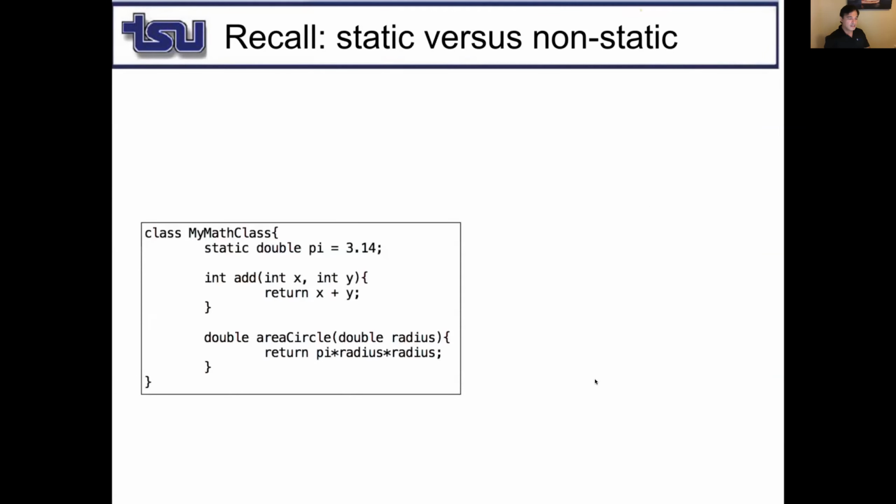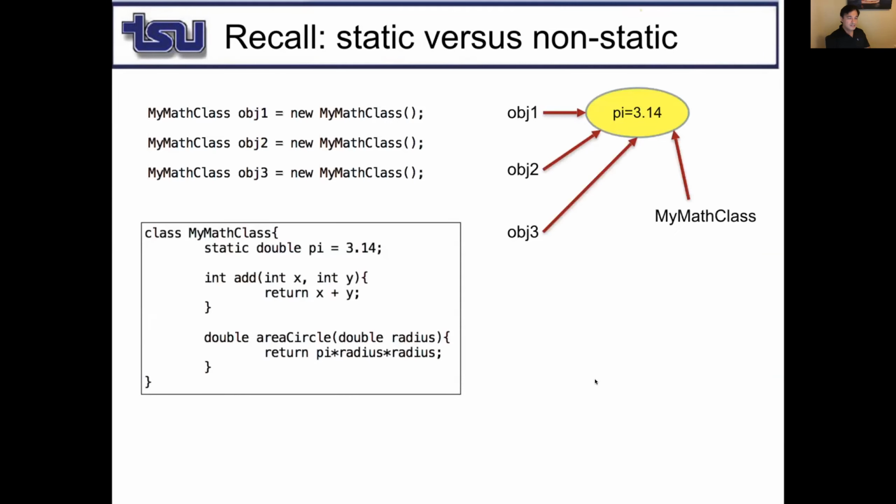If you make pi static, no matter how many objects you create, as long as this is static, you will always have a single copy of pi. Even if you don't have any objects, you will still have a single copy of pi, which is associated with what? My math class. As soon as this class is loaded, regardless of the objects that we create, we will have a copy of pi.